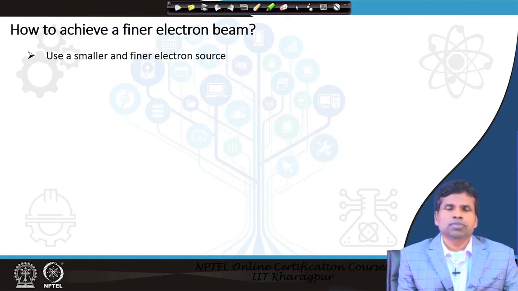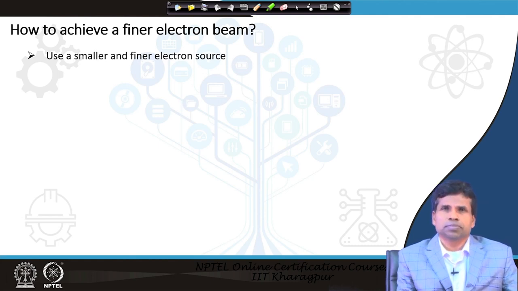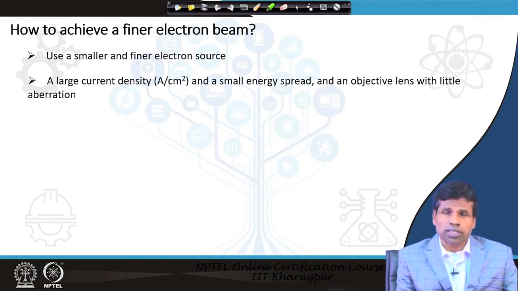In the case of a thermionic gun, the electron source is quite large. The diameter of the tip of the electron source is almost 100 micron, but we want a smaller source diameter, which can then be easily reduced to an even finer size. Therefore, the field emission gun, which gives a source diameter less than 10 nanometer, is much more suitable for high resolution imaging. Then, a large current density. If a large current density is there in our electron beam, then we can get more signal. If we get more signal, then our contrast will be more and we can get a better image.